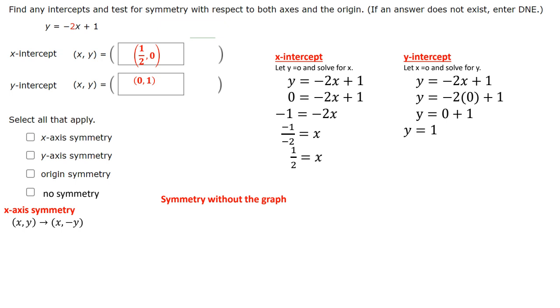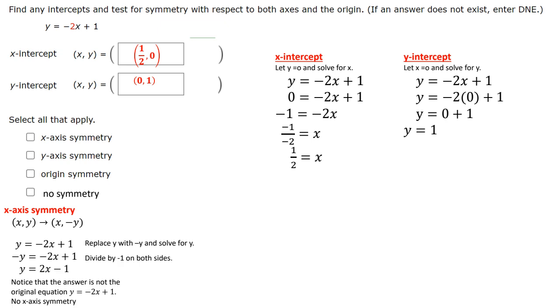The way to check algebraically for symmetry without graphing is we change the sign of the y value, and then if we get the same equation, it has that axis symmetry. So again, as an example, I have this equation y equals minus 2x plus 1. I'm going to change the y value sign to a negative y. And if I solve for y again, I end up getting y equals 2x minus 1, which is not the original equation. So again, it does not have x-axis symmetry.